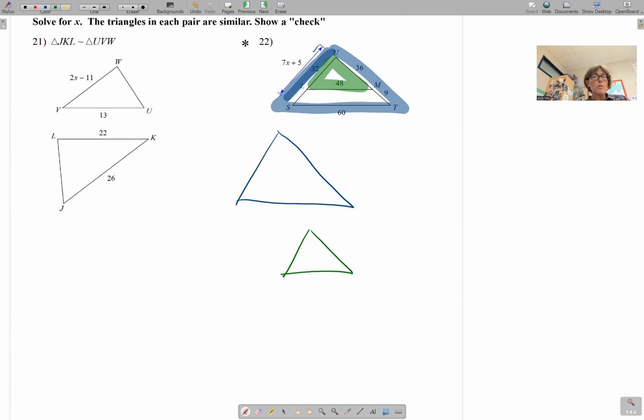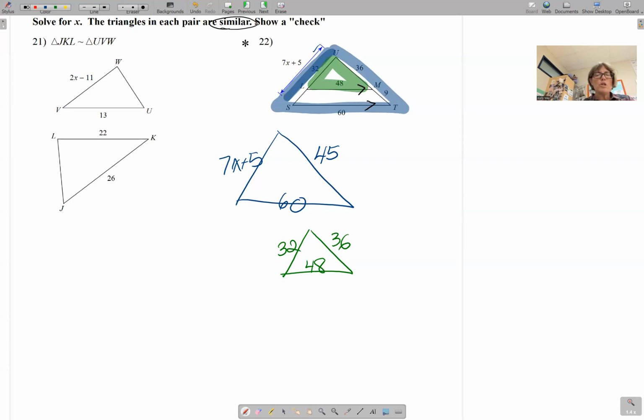Now, I know they're similar simply because, one, it tells you, ta-da! And technically also, this would create parallel lines if they are similar. So this whole side here is 7x plus 5. My whole side here is 60. And this whole side here is going to be 36 plus 9, so it's 45. On the green, this side is 32, this is 48, and 36.